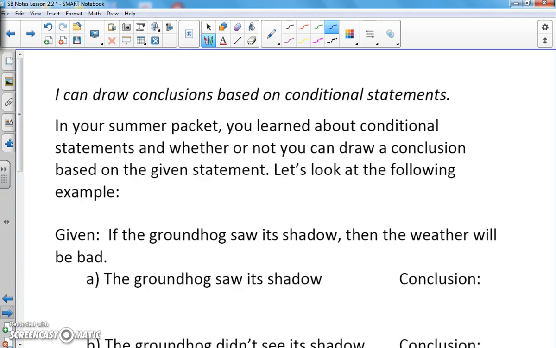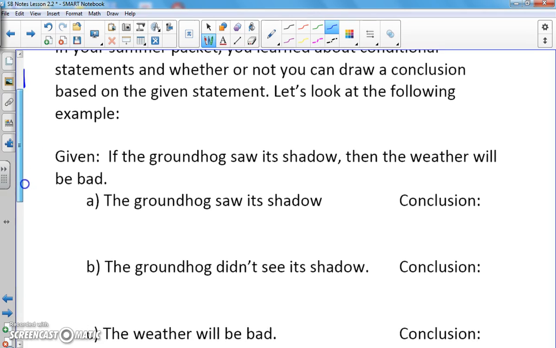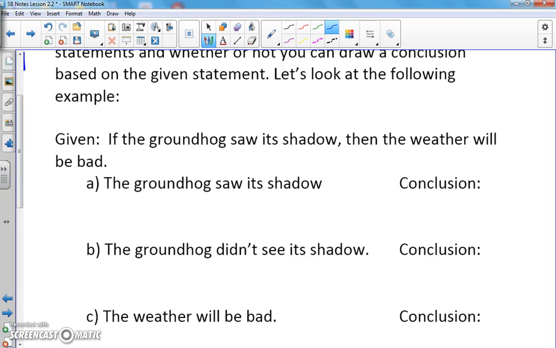So we can use these to draw some conclusions. We talked about this in the summer packet, and in fact, this is even on your mastery test, so hopefully this should be a bit of a review. But if we are given the statement, if the groundhog saw its shadow, then the weather will be bad, let's look at what happens in different scenarios. The first one says that the groundhog saw its shadow. Well, given our statement, this means that the weather will be bad.